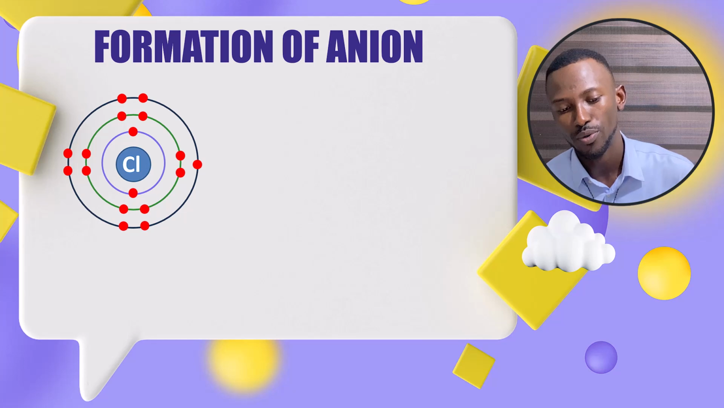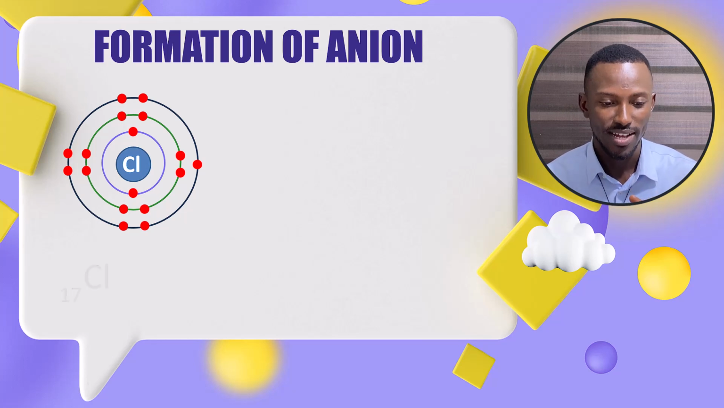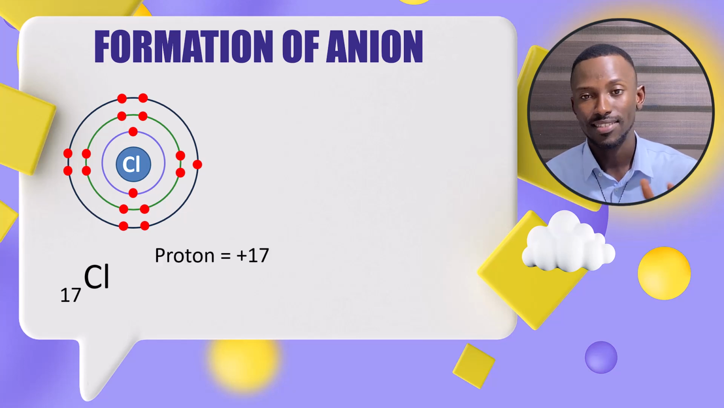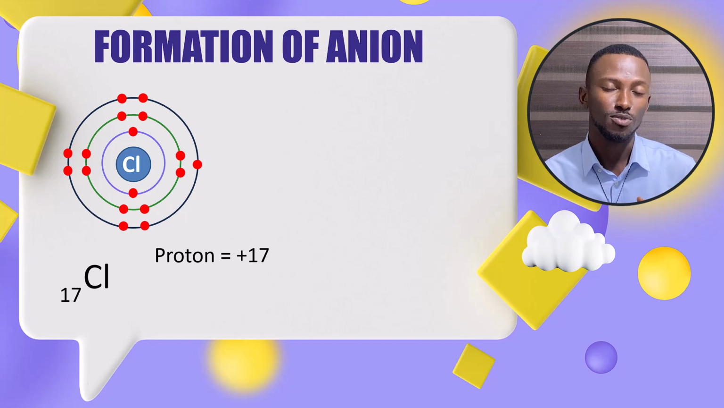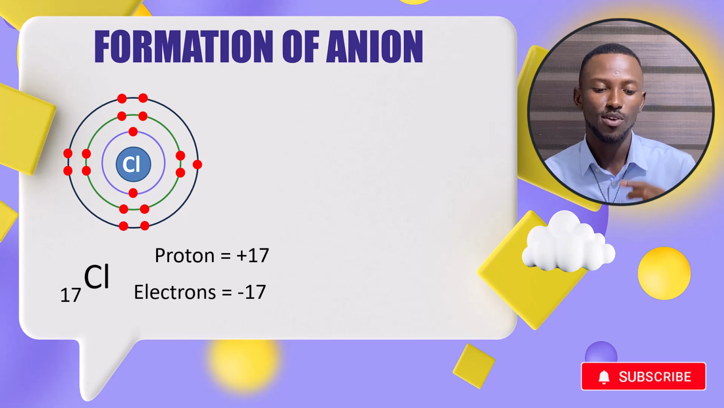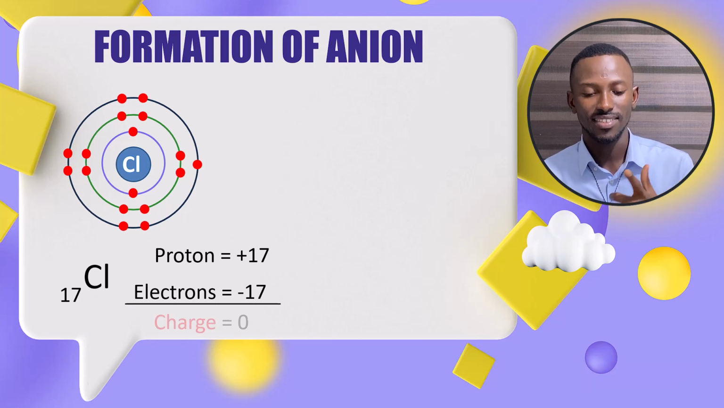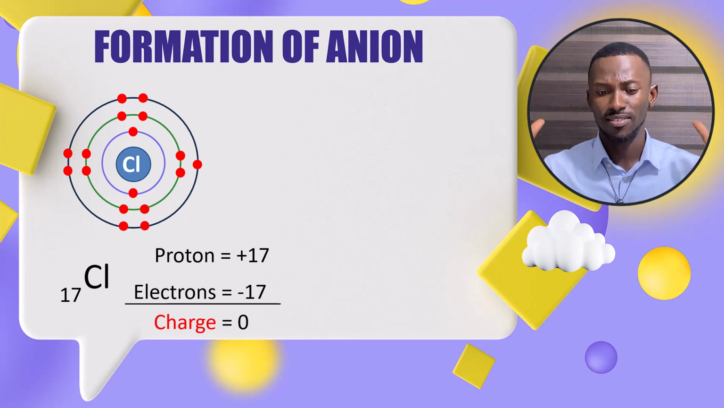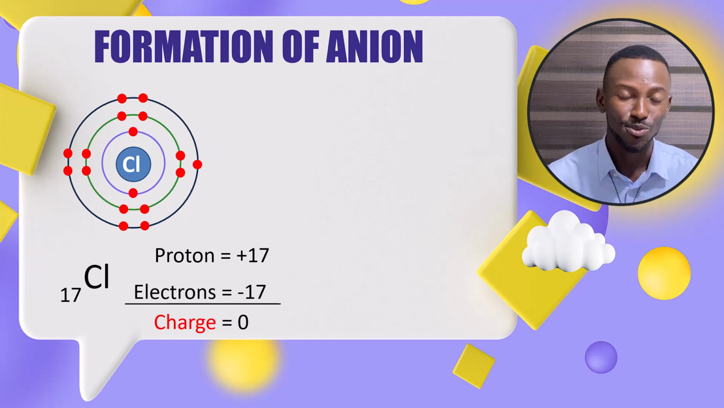Let's start with chlorine. This is a chlorine atom. It has an atomic number of 17, meaning it has 17 protons. But this chlorine atom is neutral. Since it is neutral, it means the number of electrons is also 17. But here's the catch. The electrons are negative, so it gives us a net charge of 0. Positive 17 minus 17 gives us 0. That makes the chlorine atom neutral.